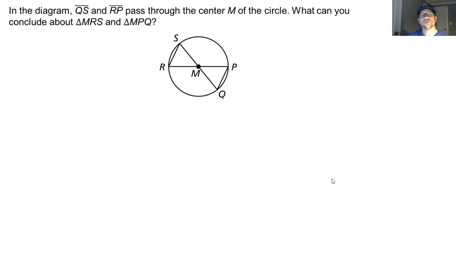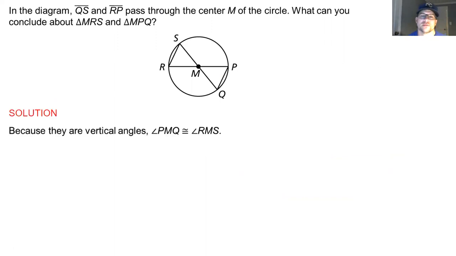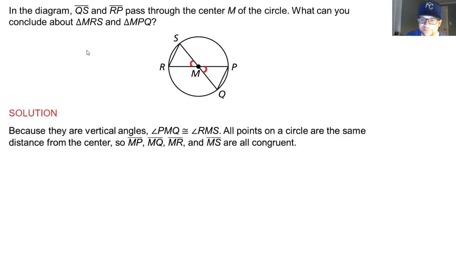Okay, so we have two more triangles where there are two lines that are passing through the center of a circle. And what can we conclude about triangles MRS and MPQ? Well, because you have two lines that are passing through a given point, the opposite angles that are across from each other are vertical angles, and those two are going to be congruent to each other. So that would be PMQ right in here, and RMS, which is right in here. So go ahead and mark those as congruent on the diagram.